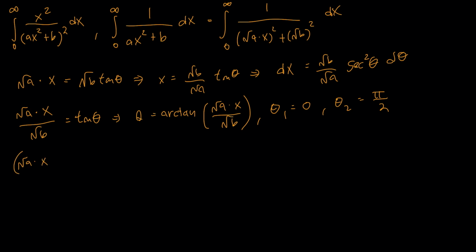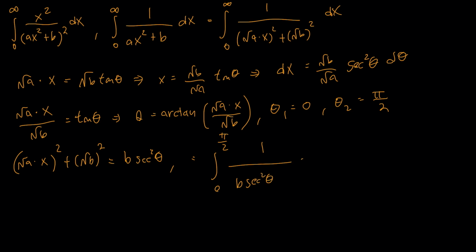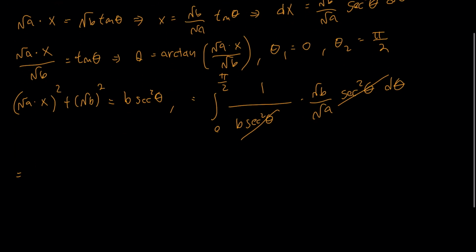And (the square root of a times x) quantity squared plus (the square root of b) quantity squared will end up simplifying into b secant squared theta. So this integral transforms into the integral from 0 to pi over 2 of 1 over b secant squared theta times the square root of b over the square root of a secant squared theta d theta. The secant squares end up canceling, and we have the integral from 0 to pi over 2 of the square root of b over b times the square root of a d theta.